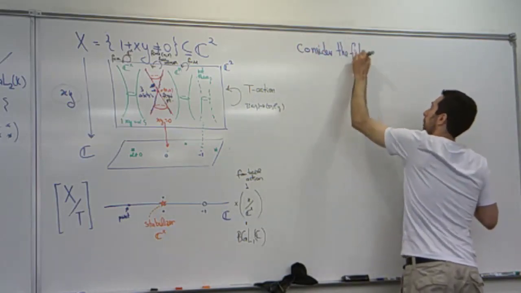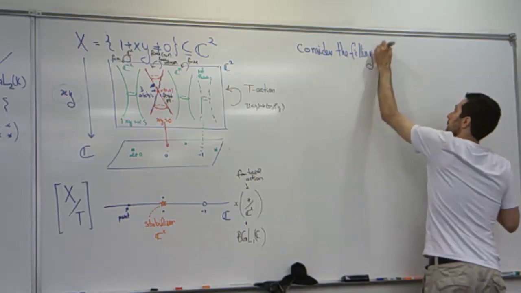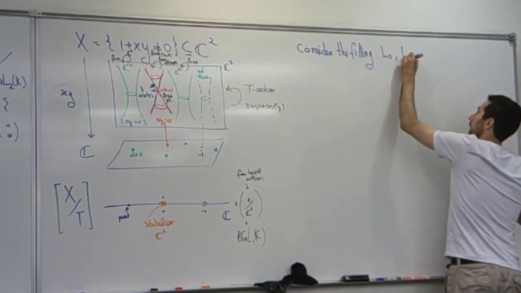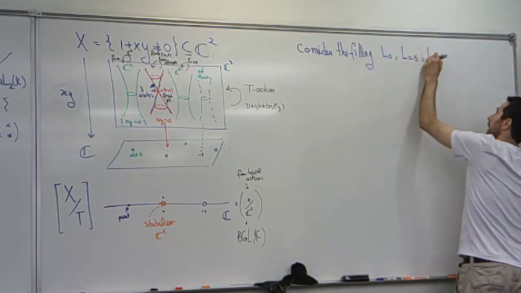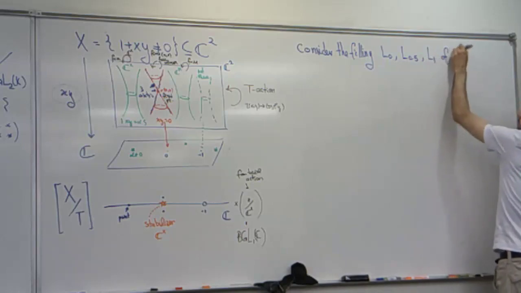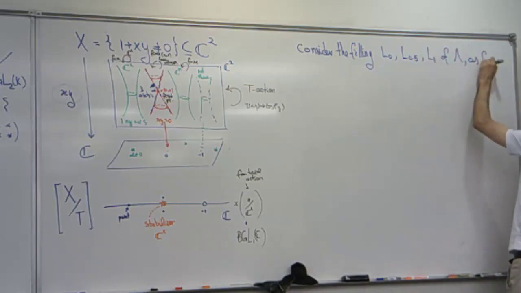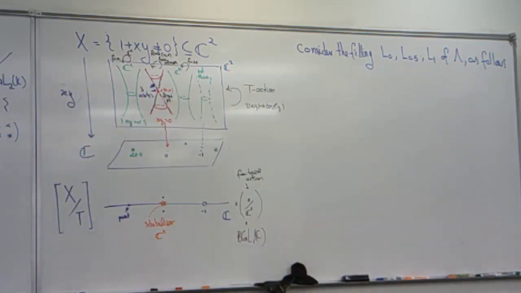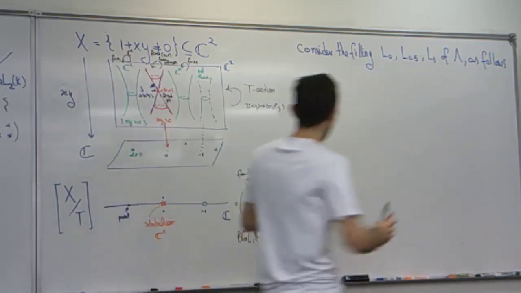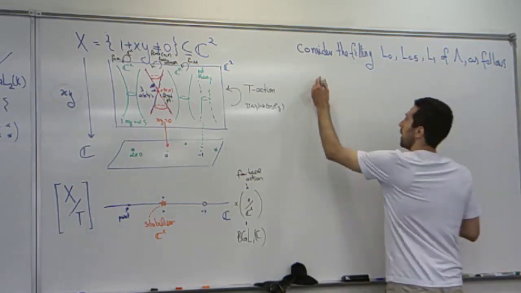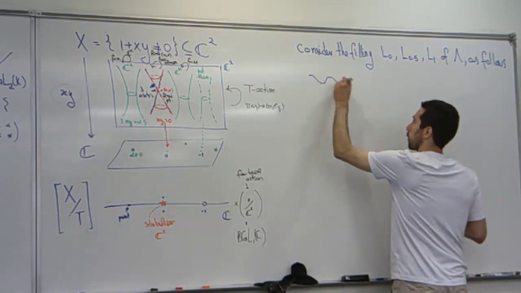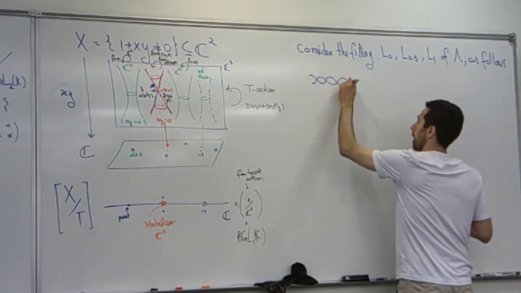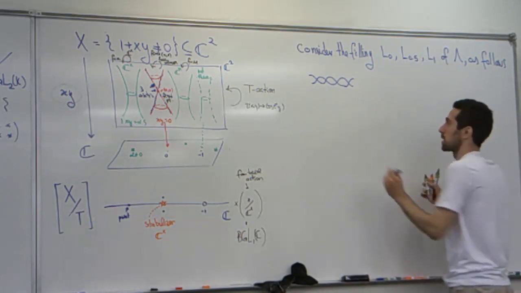So consider the fillings L0, L0.5, and L1 of lambda as follows. So what L0 is going to be, we're going to play this game. So now use the moves from the first lecture. So we locally have this braid with 4 crossings, right? So we're going to build it as a movie.